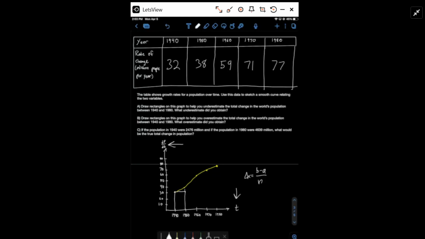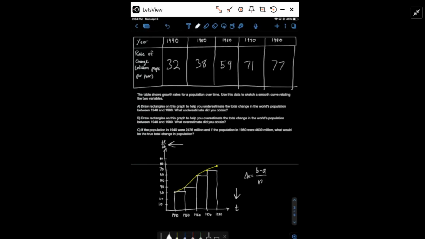For the second rectangle, we're going to connect up to the graph, draw another rectangle over to the next decade, and complete the rectangle. Then we're going to continue this pattern until we have four rectangles for the four time periods. And then we are going to find the area of each rectangle using the base times height formula for the area of a rectangle.